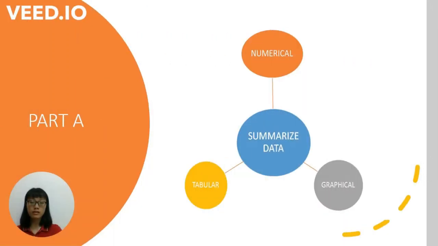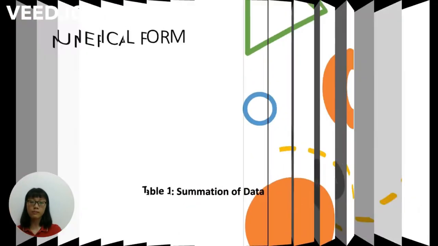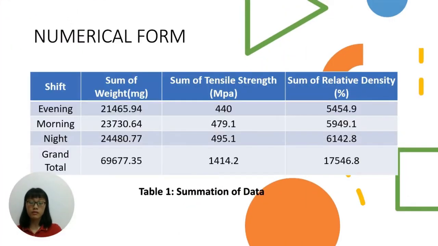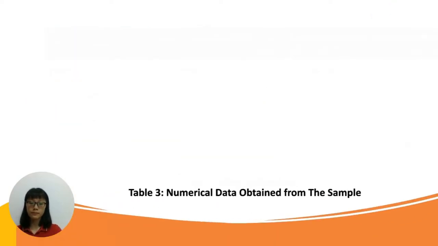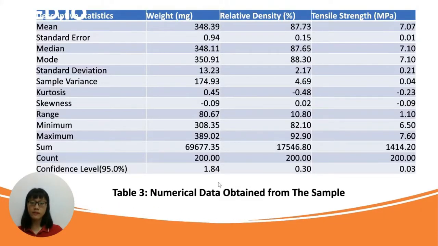I'm going to explain part A, summarizing data in numerical form, tabular form, and graphical form. First, numerical form. We need to make the table for the summation of data: sum of weight, sum of tensile strength, and sum of reactive density, depending on the 3 shifts. We need to calculate the grand total. And we do the same as the previous step for the table of average of data. This is the numerical data obtained from the sample.